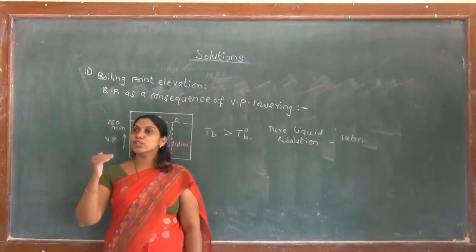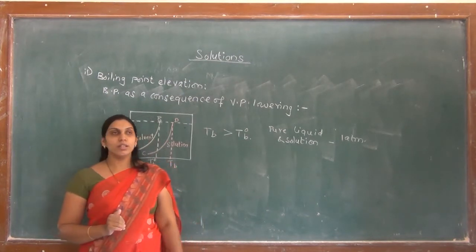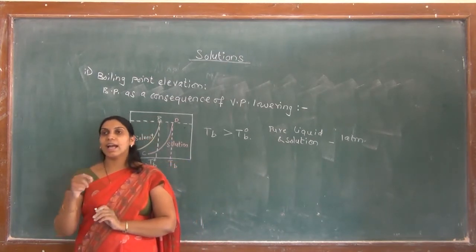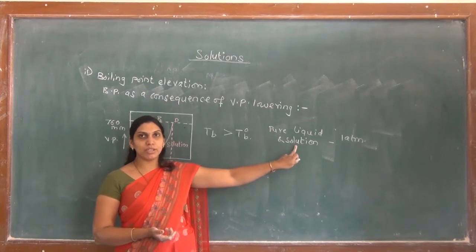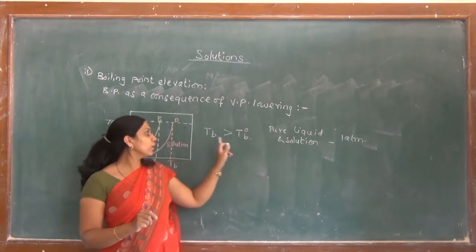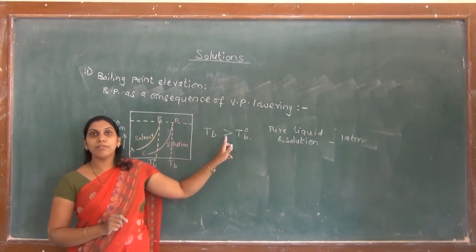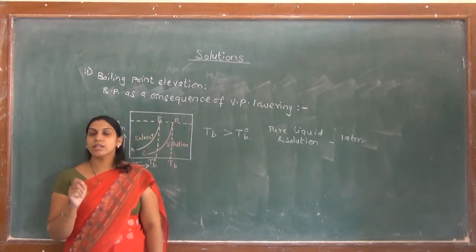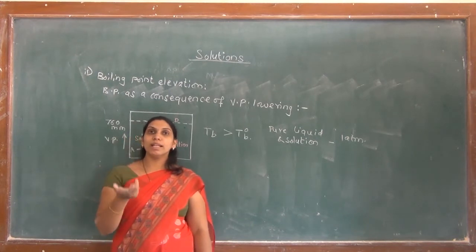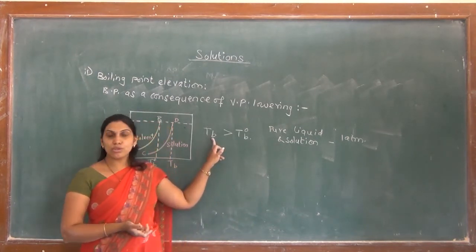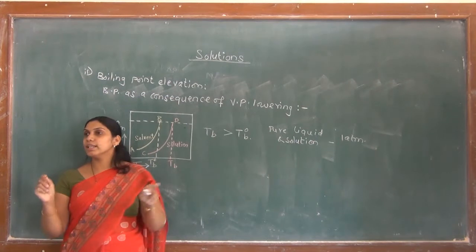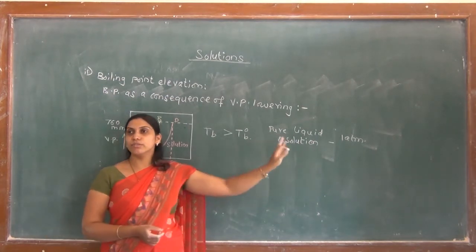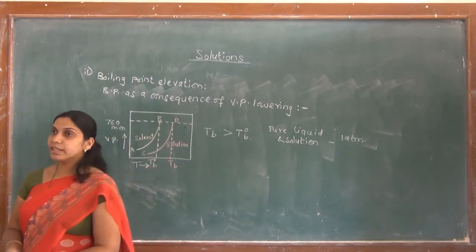But the vapor pressure value of the solution is always lower. So the solution must be heated to a higher temperature. And as the solution is heated to a higher temperature, the boiling point of the solution, that is Tb, will be greater than T0b. Hence, we say that the boiling point of a solution in which a non-volatile solute is added is always greater than the boiling point of the pure solvent. Getting it?